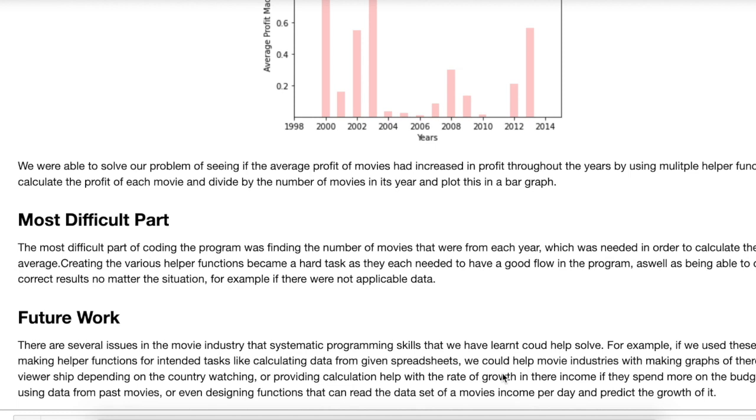Creating the various helper functions became a hard task as they each needed to have a good flow in the program, as well as being able to calculate correct results no matter the situation. For example, if there was not applicable data.